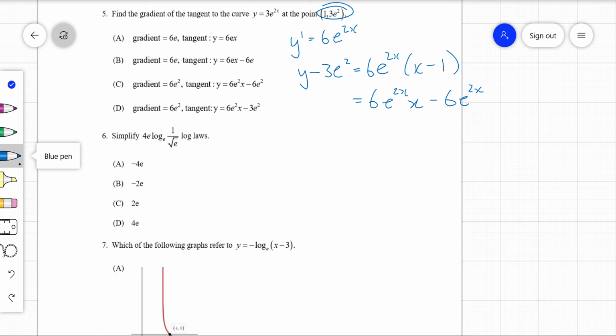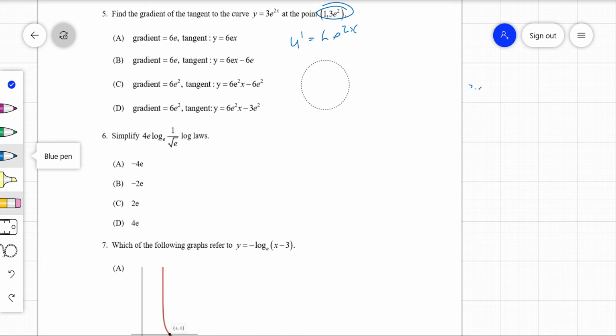What did I... Yeah, I don't know why I did that, because I'm supposed to be finding it at... Sorry, I realised my mistake. So 6e to the 2x, but we're finding the gradient at that point, so don't forget to sub in. Whoops, that makes more sense. There we go, we shouldn't have an x in there. That's why I knew I'd gone wrong.